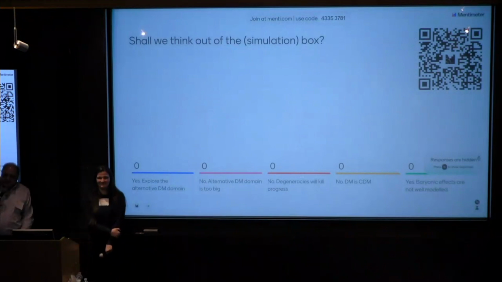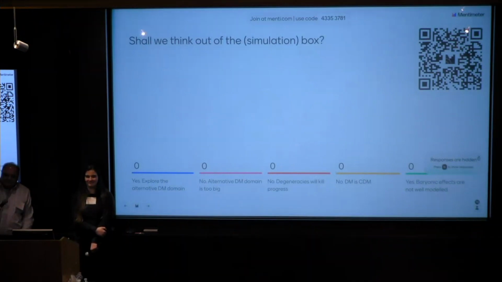Anything that's not CDM, anything that has certain properties, SIDM, endothermic, anything else. That's not in the box. Exactly, that's not in the box.